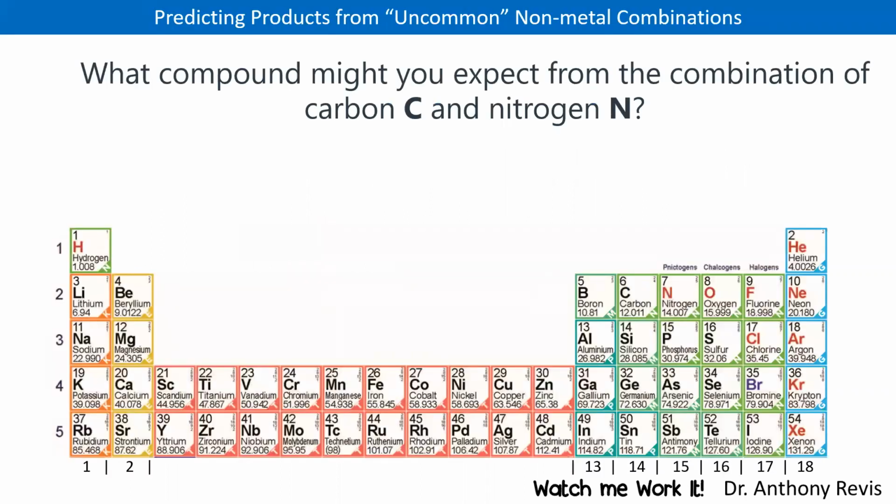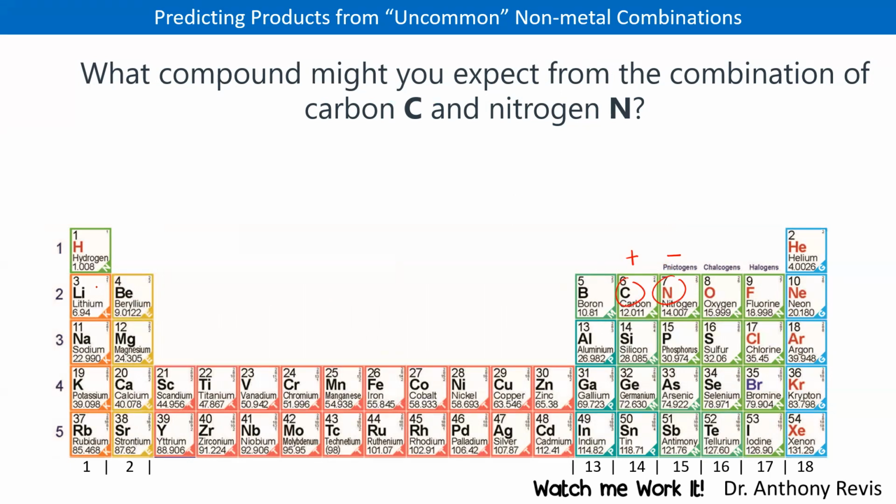Let's start with one that's not so uncommon. Let's start with carbon and nitrogen. What compound might you expect from a combination of carbon and nitrogen? Well, since carbon's on the left side, it will have the plus charge, electropositive, and nitrogen on the right will have the minus charge based on position on the periodic table. How do we know what the charge will be?